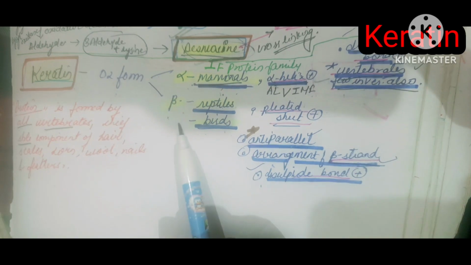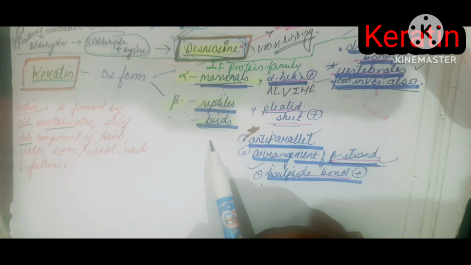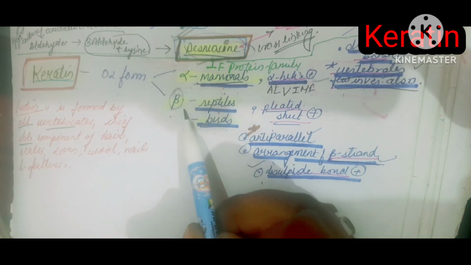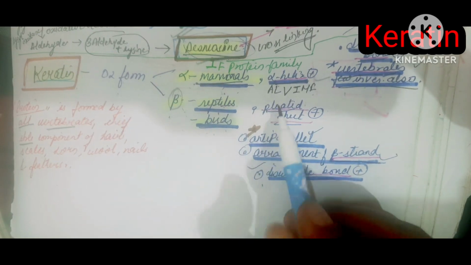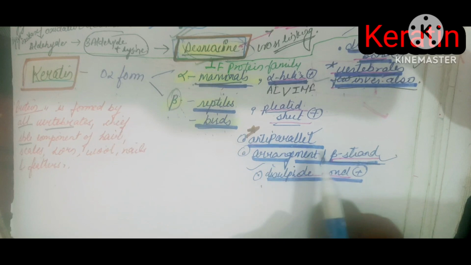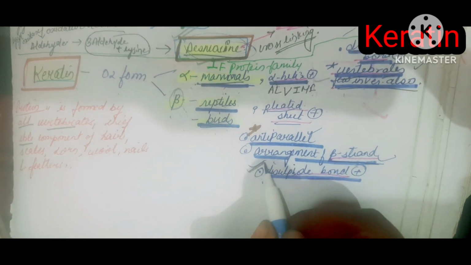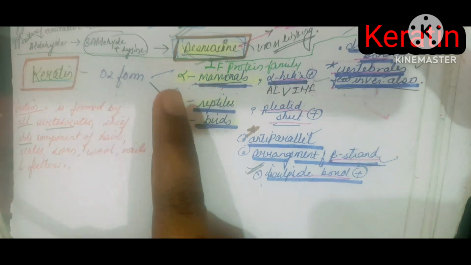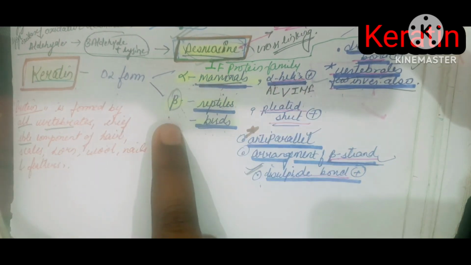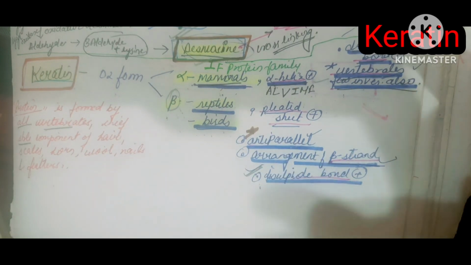Now let's talk about the beta type. Beta type is present in reptiles and birds, and here you have a beta pleated sheet structure. These initials come from alpha for alpha helix and beta for pleated sheet structure. The arrangement is an antiparallel arrangement of beta strands. Disulfide bonds are present here as well in the beta form. So there are two types, alpha and beta: alpha in mammals because of the alpha helix, and beta in reptiles and birds because of the beta pleated sheet-like structure.